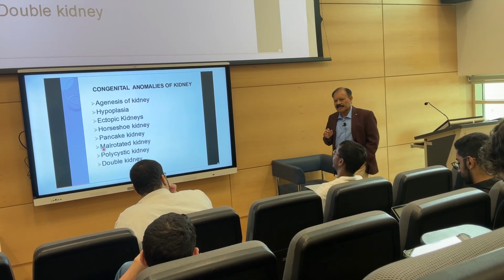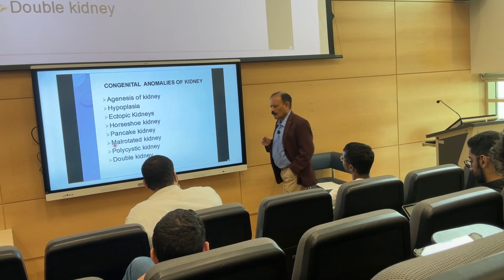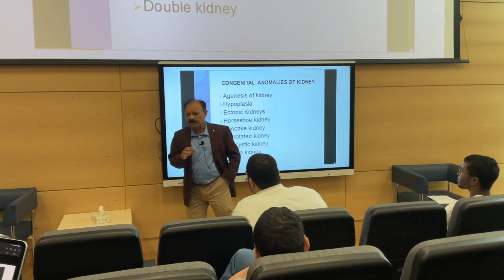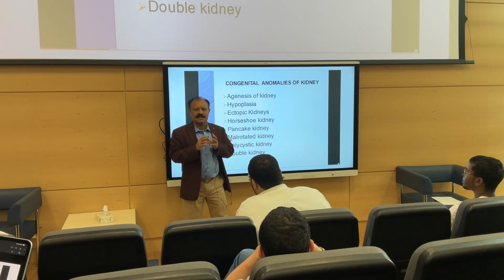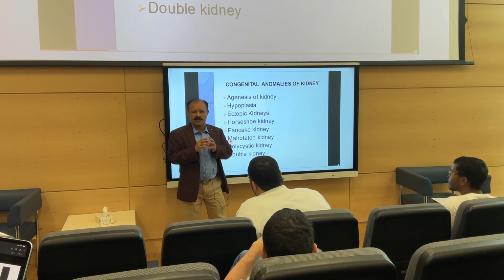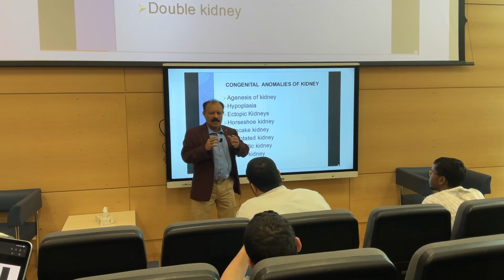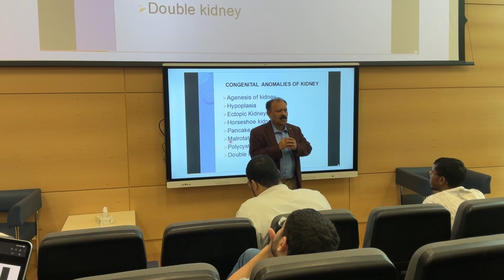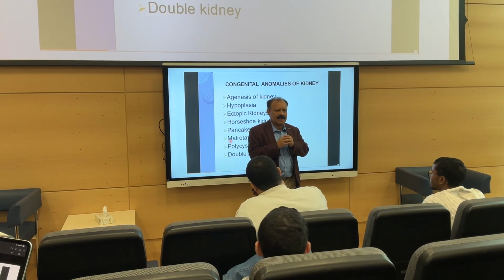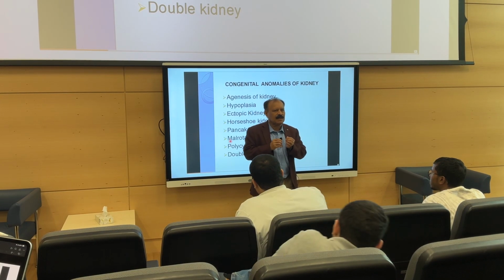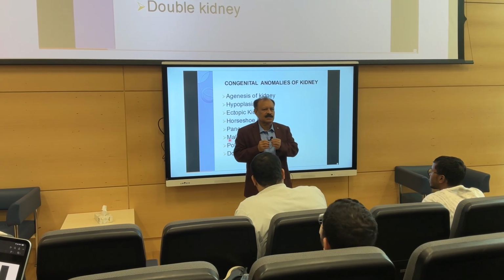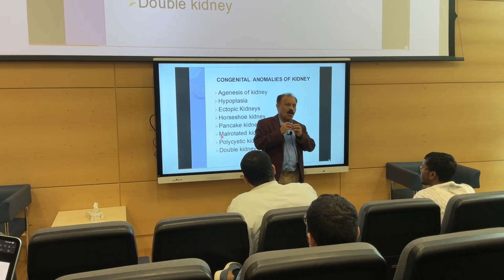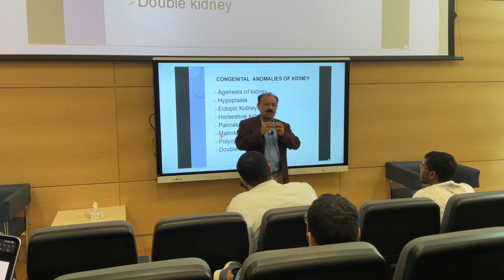Polycystic kidney is genetically controlled. There is a gene responsible, you don't have to know that. Again, it's related to the WT1 gene, which makes the kidney. The fusion is happening with the ureteric bud, and if there is some genetic problem, then the urine is not coming properly to the ureter. That leads to the cystic swelling. Cystic means swelling, poly means multiple. Multiple swellings here and there.